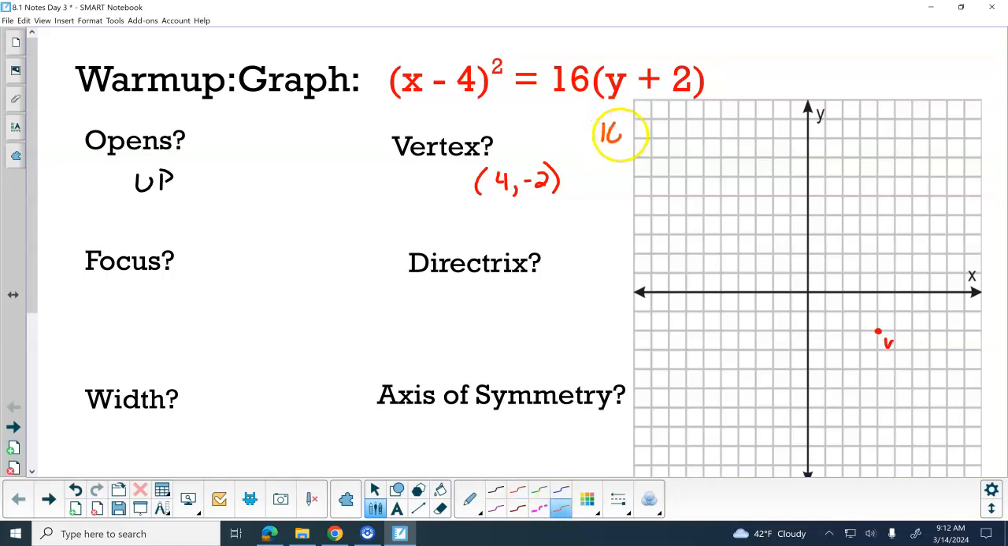16 is my 4p, so 4 is p. That means I'm going to go up 4 from the vertex, and that's going to be my focus, at the point (4, 2). 4 down is my directrix, so that's going to be the line y = −6.